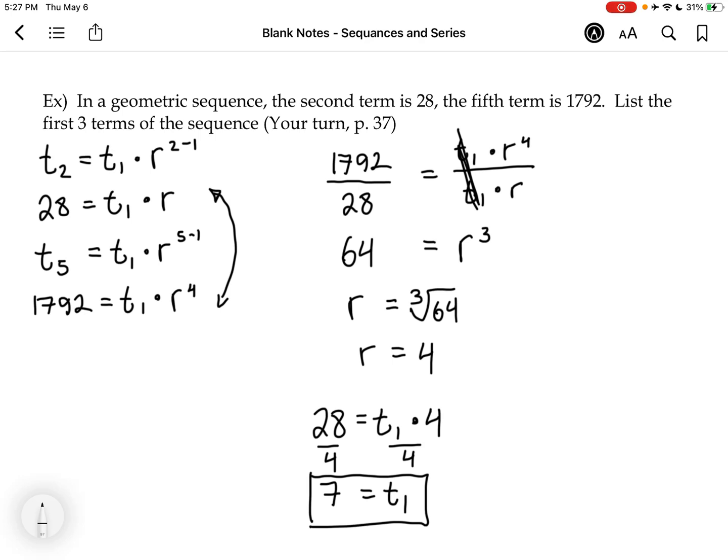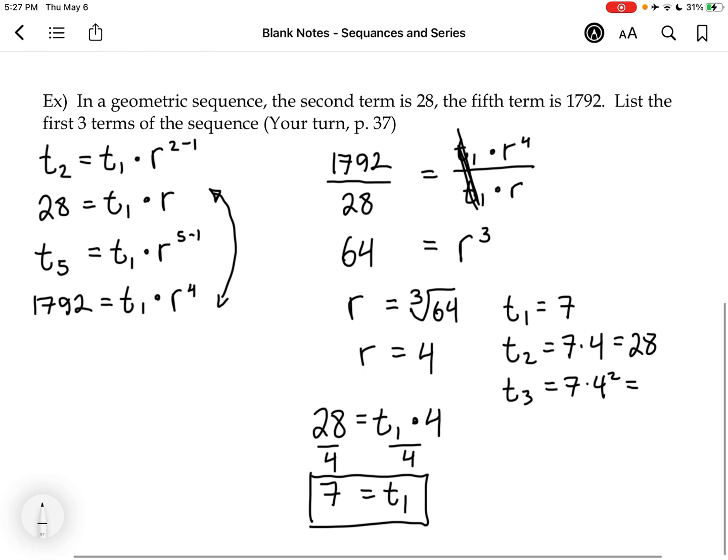Okay, so if we want to know the first three terms of the sequence, well, T1 is 7, T2 is 7 times 4, which is 28, and T3 is 7 times 4 squared, and that is 112.